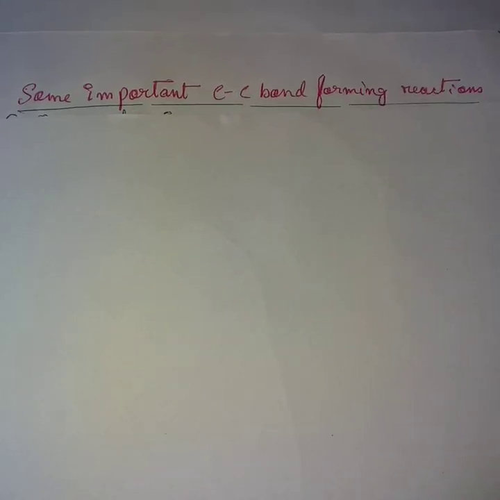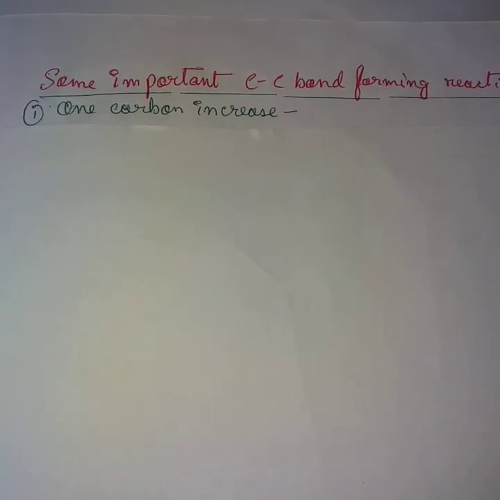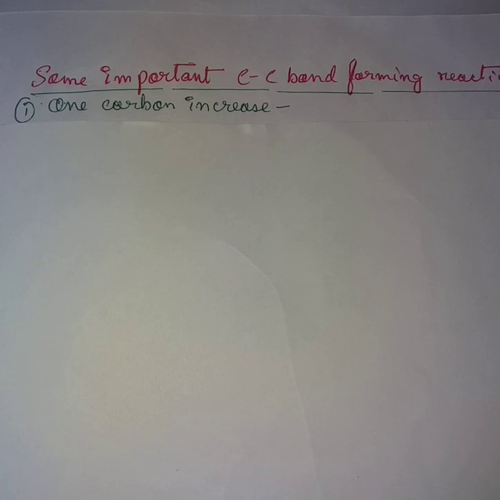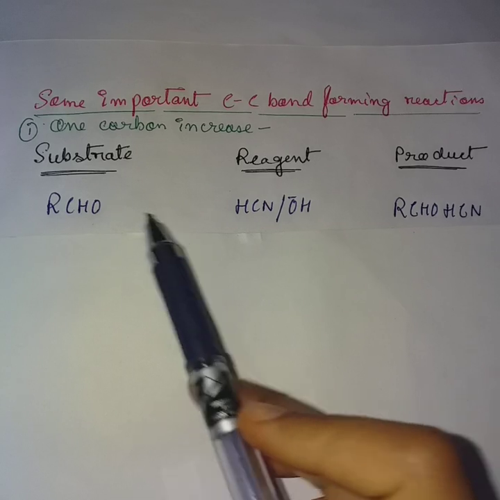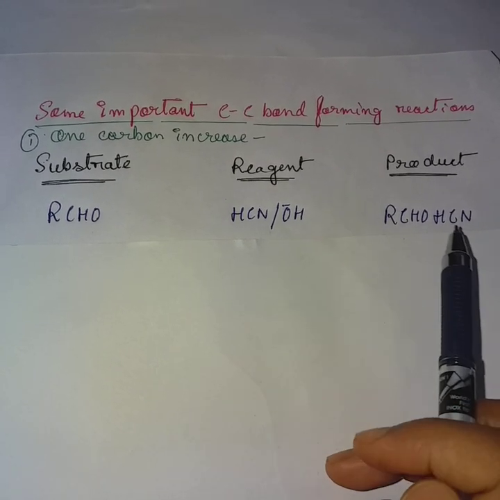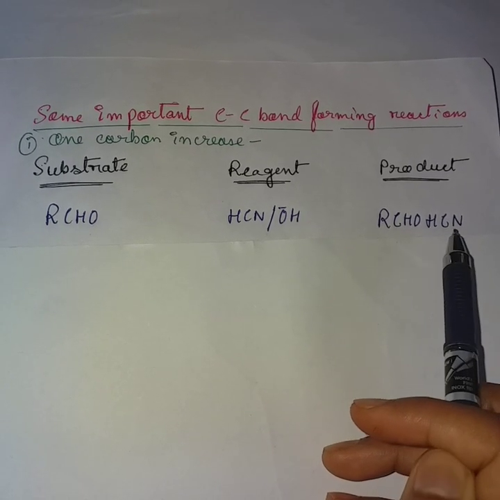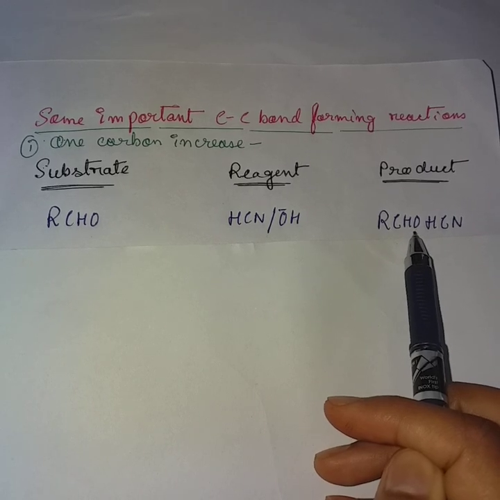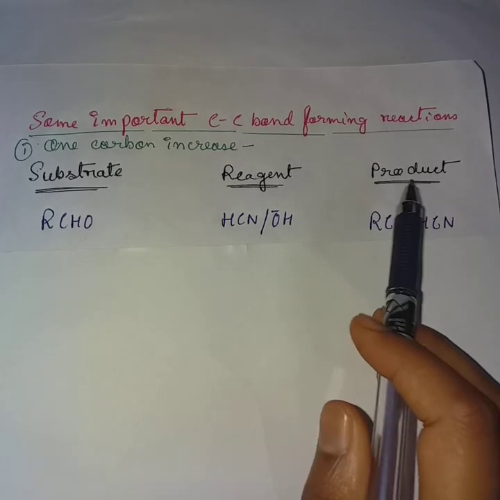So before moving on into the chapter, here are some important reactions. Some important carbon-carbon bond forming reactions. If you want to increase one carbon in the product, these are the reactions that we will have to do. If our substrate is an aldehyde and if we add hydrogen cyanide to it, this product will form. Here, as you have seen, one carbon has increased. Here there are two carbons and here there is one carbon. So one carbon increase in the product.